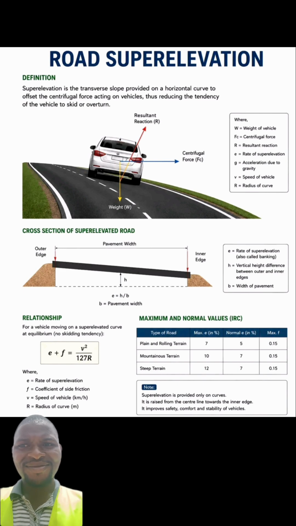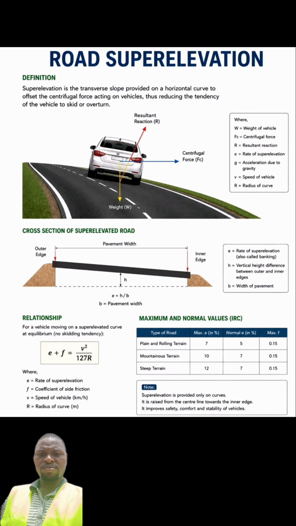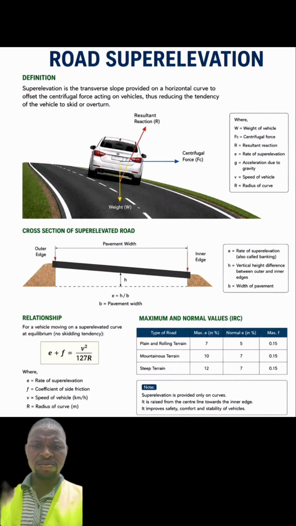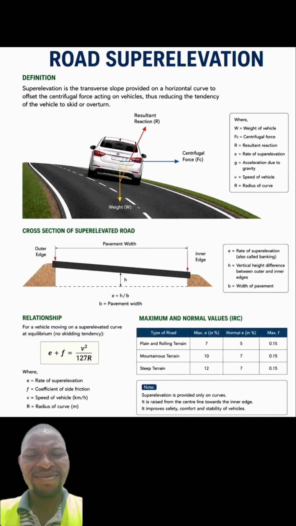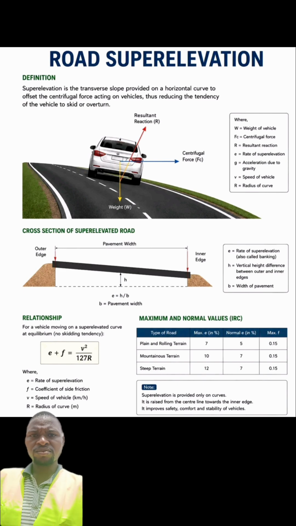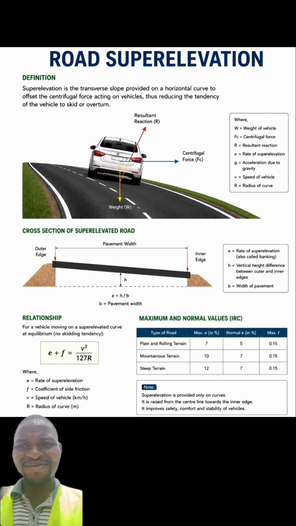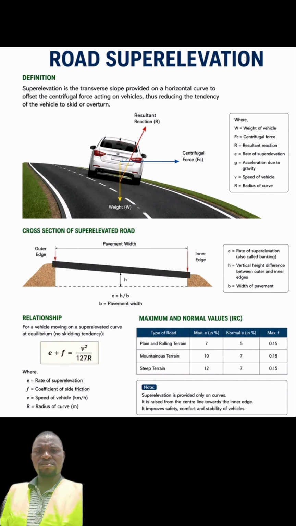So we'll move to the cross section of the super elevated road. From this picture, you can see the height, then you can see the pavement width. The pavement width is designated by small letter b, then the height is designated by h. So your super elevation is equal to h over b, where h is the vertical height difference between the outer and the inner edge. We have two edges of the road, the outer edge and the inner edge, and your slope is from the outer to the inner.